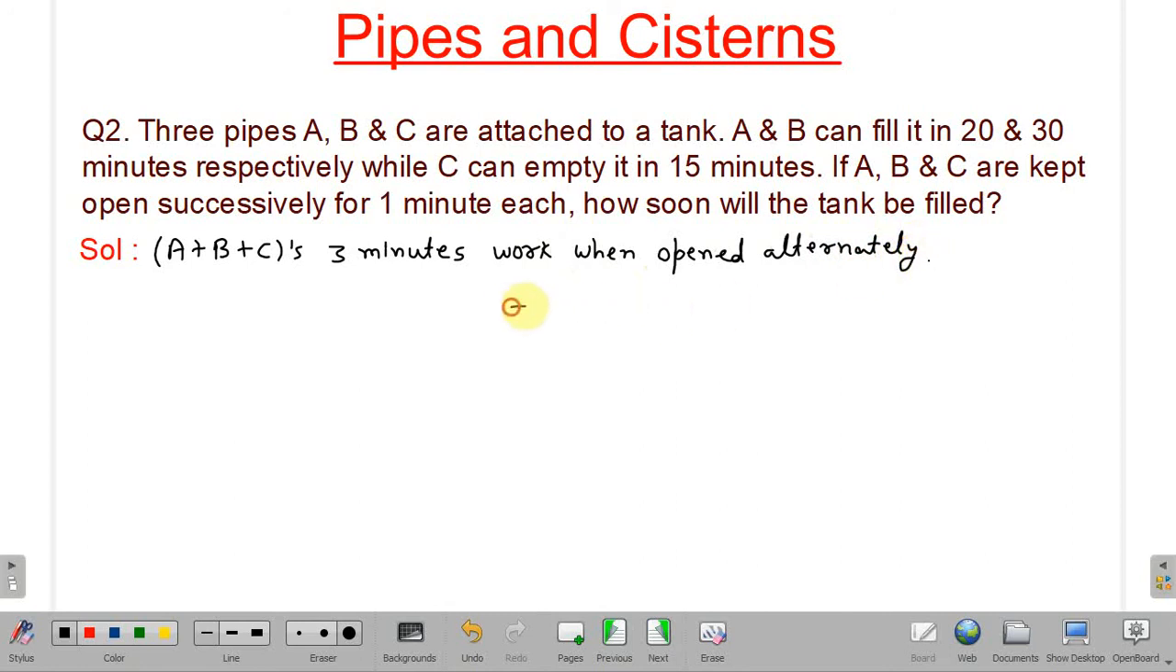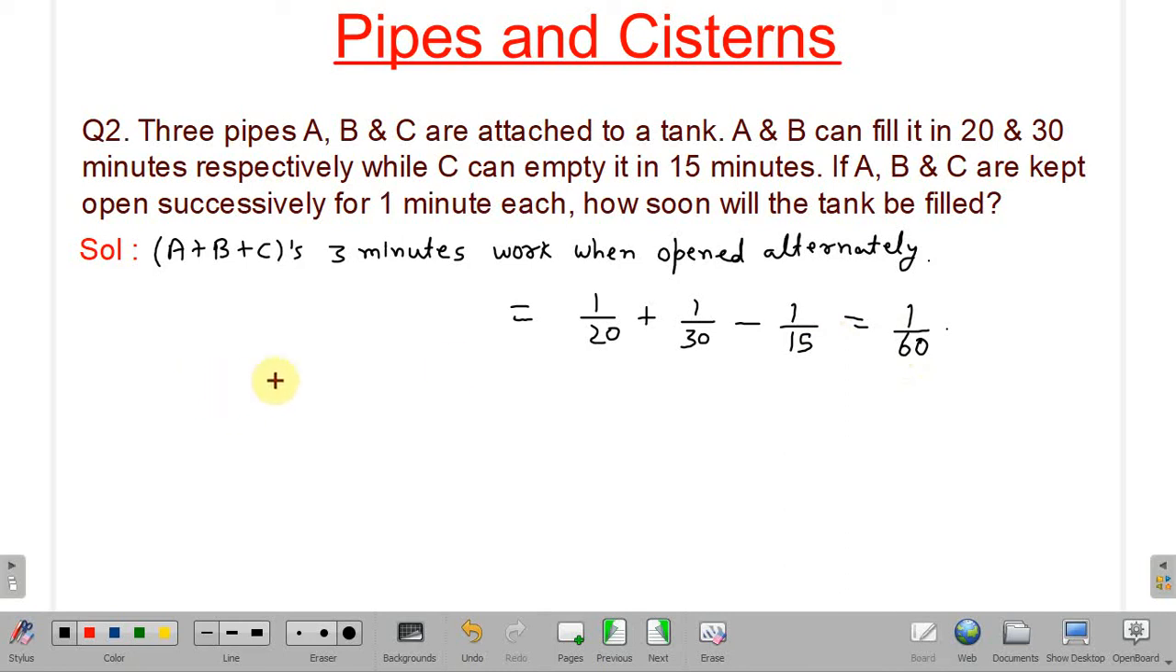Okay, so this will be, see, pipe A can fill in 20 minutes, so in 1 minute 1 by 20 part it will fill, and pipe B can fill in 30 minutes, so in 1 minute 1 by 30 part it can fill, and pipe C is the empty pipe, so it will empty 1 by 15 part. So this will be equal to 1 by 60 part. So 1 by 60 part will get filled in 3 minutes. Okay.